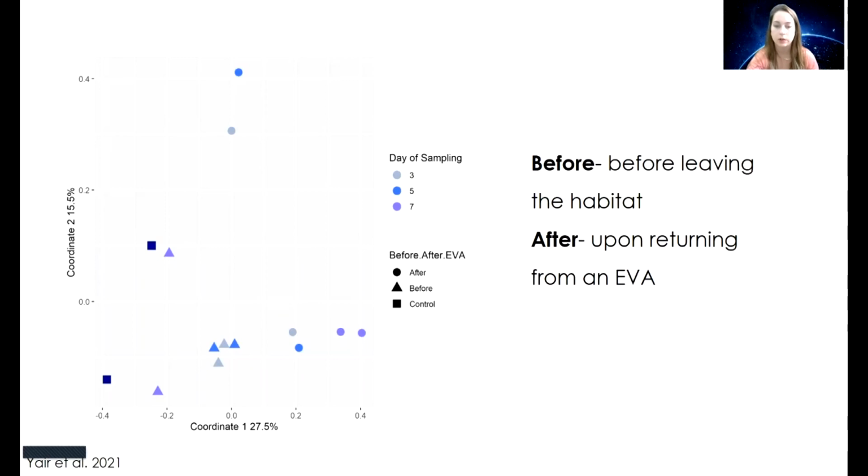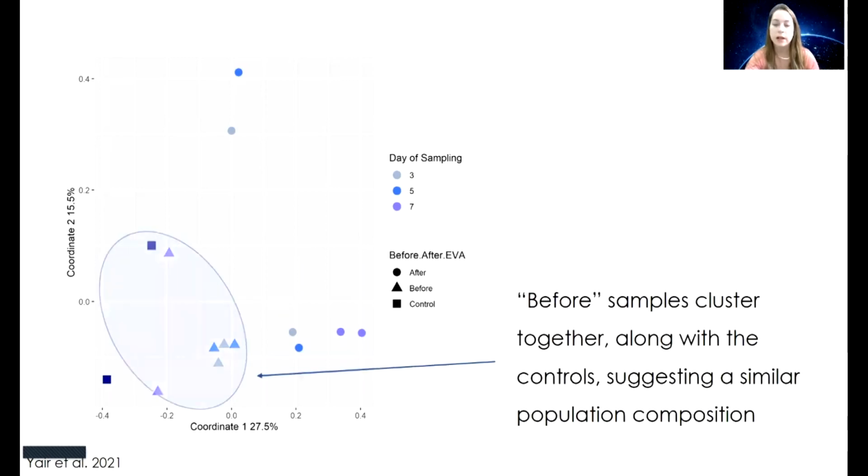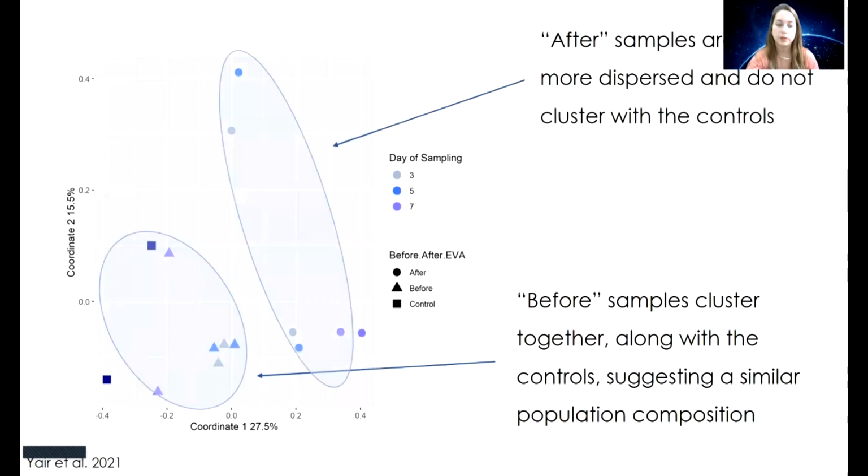Before samples refer to samples taken before leaving the habitat, and after samples were taken after the EVA in the simulated airlock. The principal coordinate analysis indicated that the before samples clustered together along with the controls, suggesting a similar population composition. In contrast, the after samples were much more dispersed and did not cluster with the controls.